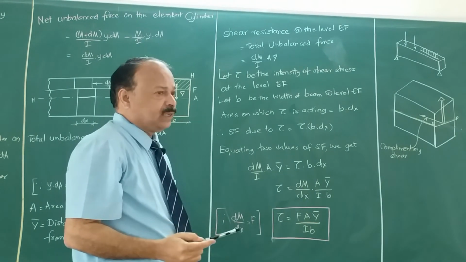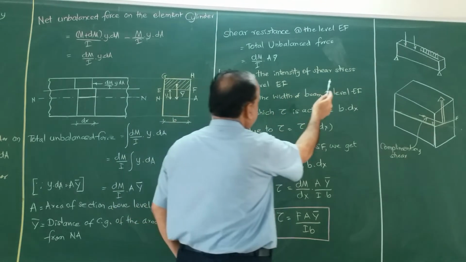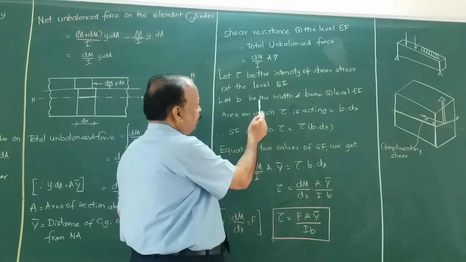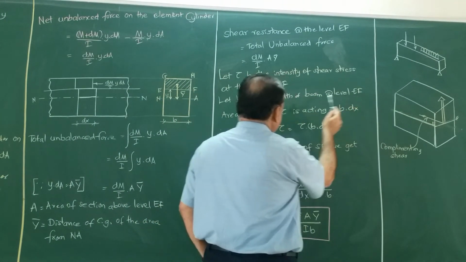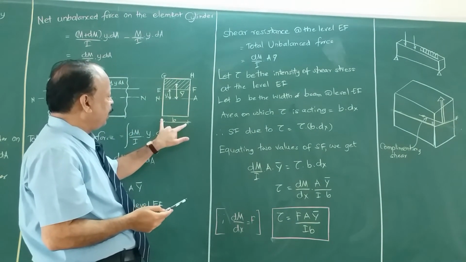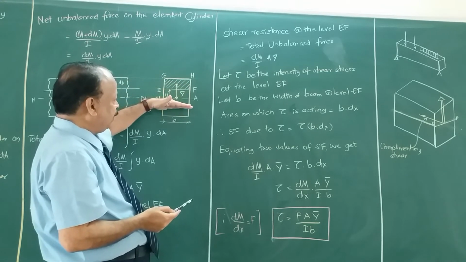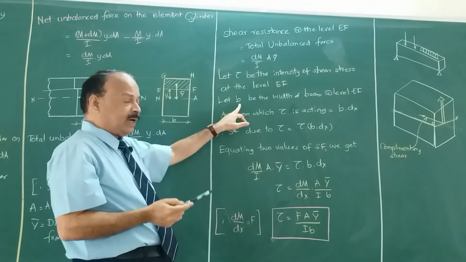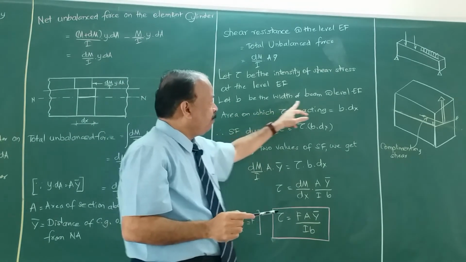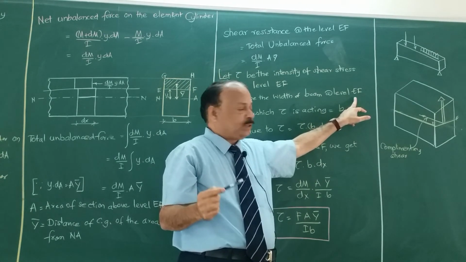Now let us consider the shear stress. What will be the shear stress? Let tau be the shear stress at the level EF of the beam, and let B be the width of the beam at the level EF. Here you have to be very careful. I have taken only the width of a rectangular beam. In case of an I section, if the level is in the web, then you have to take B at the web level. So B is not the width of the beam. It is the width of the beam at the particular level where you require the shear stress or shear force.